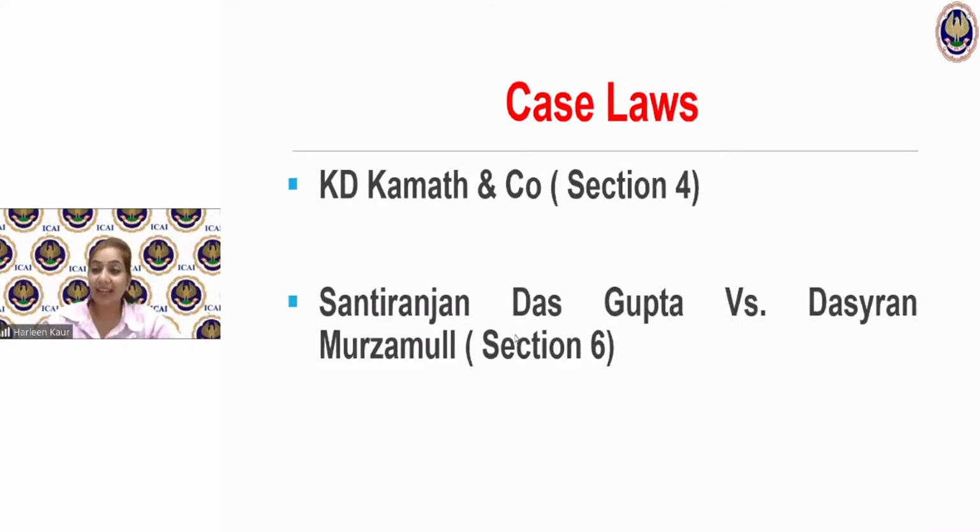Now another test, another revision we are going to do. Section 4 concluded on a case law, KD Kamath and Company. What was it? Was it a partnership firm or it was not? Yes or no? We concluded KD Kamath and Company is, yes, a partnership firm. How was it concluded? Was it concluded on the basis of sharing of profits? Was it concluded on the basis of agreement? Or was it concluded on the basis of mutual agency?